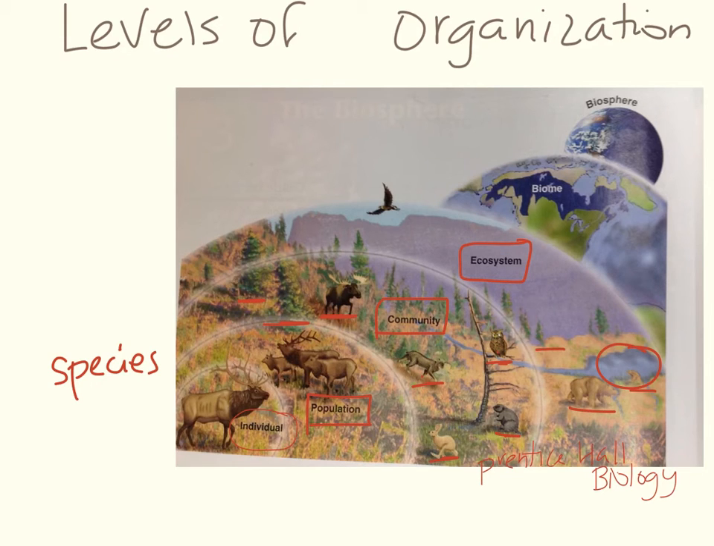Then our next group is biomes, and biomes are a group of ecosystems that have the same climate and similar dominant communities. And our biggest group is the biosphere, and the biosphere is the area from about 11 kilometers below the Earth's surface to 8 kilometers above the Earth's surface where life currently is known to exist.